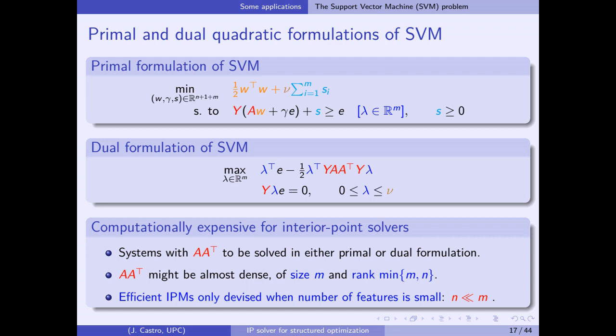So what's the optimization problem solved by a support vector machine? Basically, in support vector machines, we want to compute a plane denoted by w, the normal vector of the plane. Gamma is the independent term. The r's are variables that compute when a point has been misclassified.